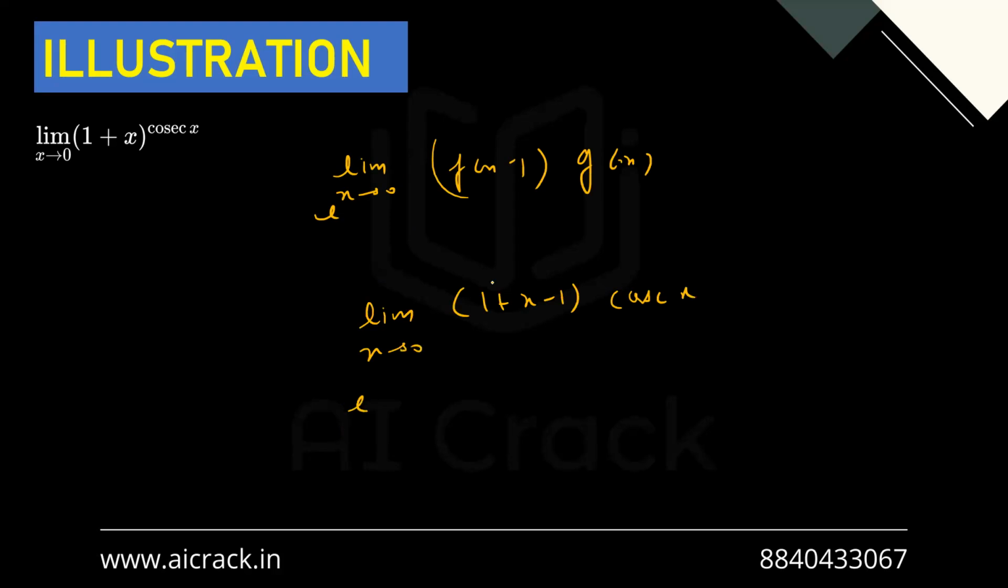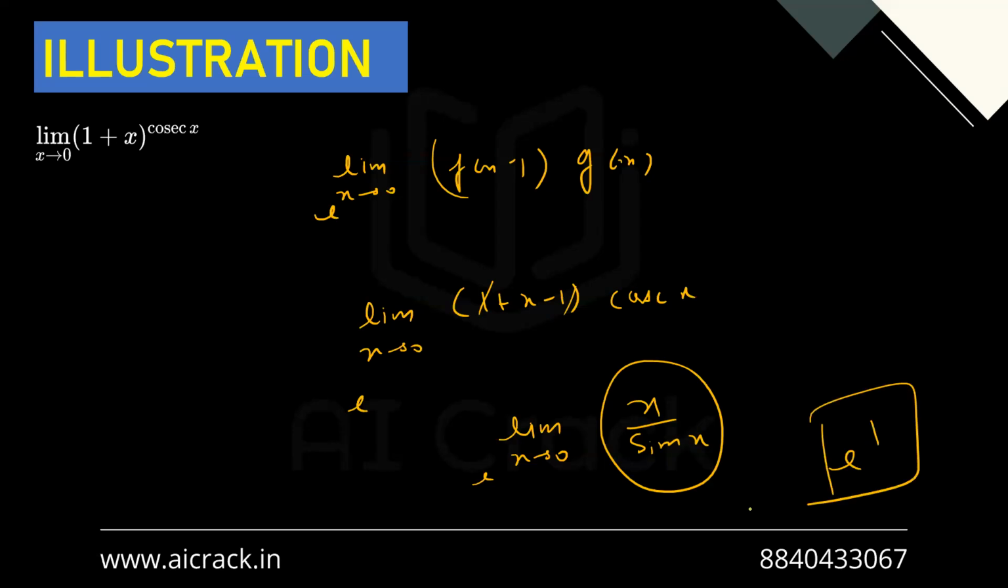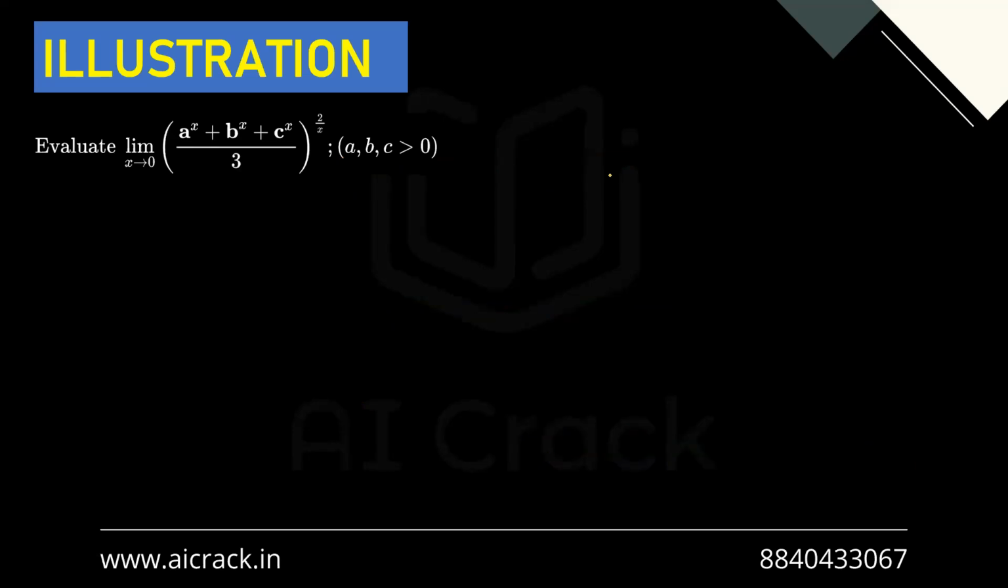Now this 1 gets cancelled out, and what we're left with is e raised to the power limit x approaches 0 of x times cosec x. We can write this as x times 1/sin x. This becomes x/sin x. This is the standard limit, right? This is 1. So the answer is e raised to the power 1. Very simple.